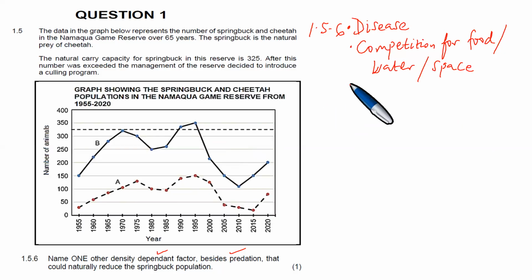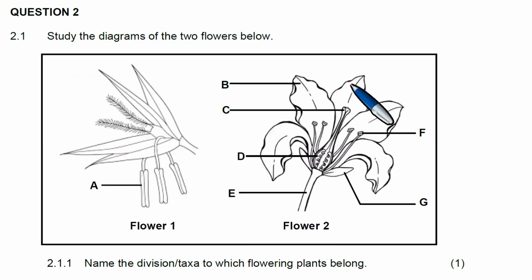Okay, as I promised that we shall speak about these important plants, right? So these plants are extremely important for us. Right, let's look at the plants, at the flowers. Study the diagrams of the two flowers below. Okay, we have nice flowers here. We have flower one and we have flower two.